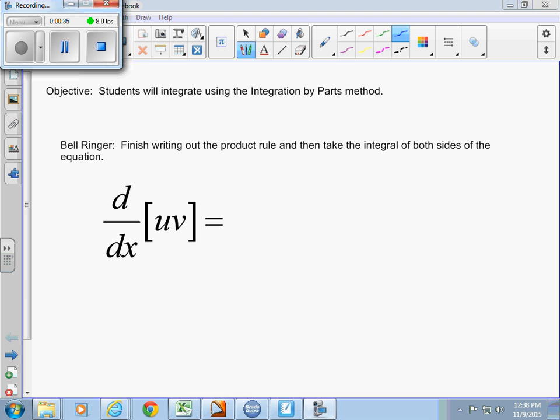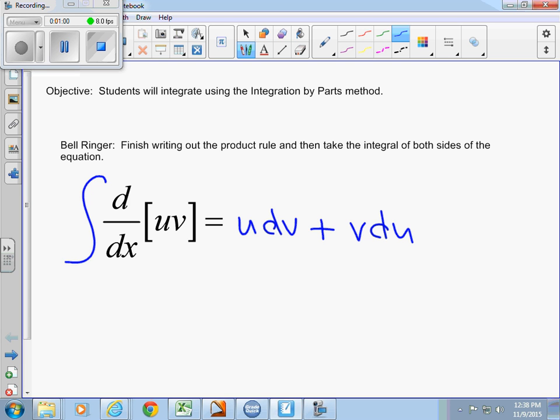So what's the product rule? D right. Left, D right. That's right. It is dV. You would normally write right, but just left, right, D left. Okay. Any questions thus far? Integrate both sides. What happens to the integral of a derivative?